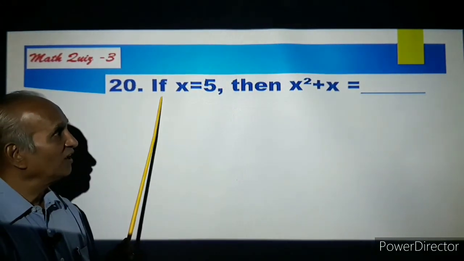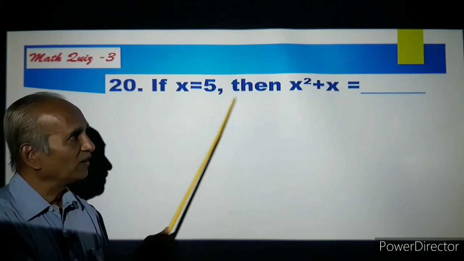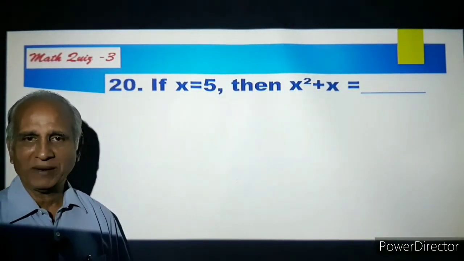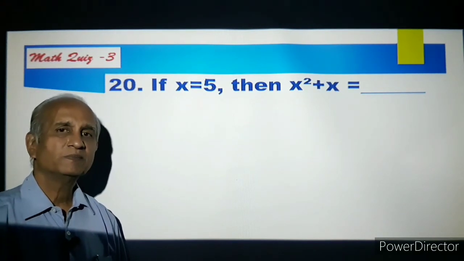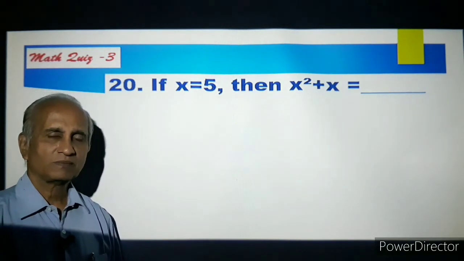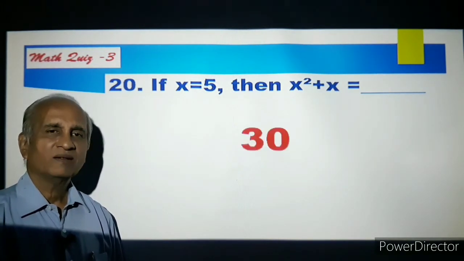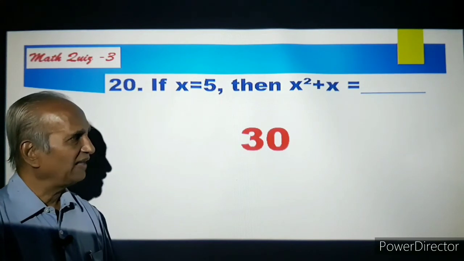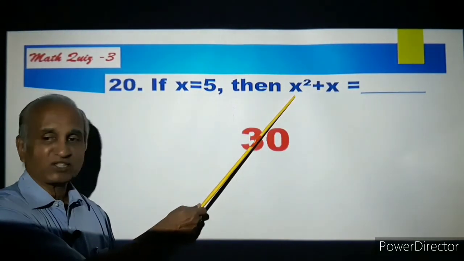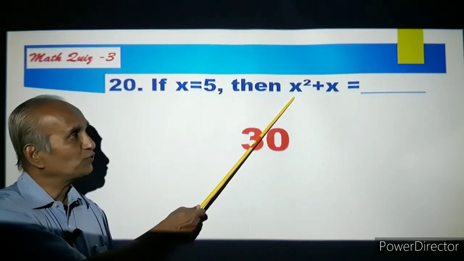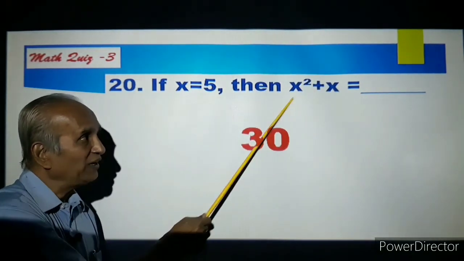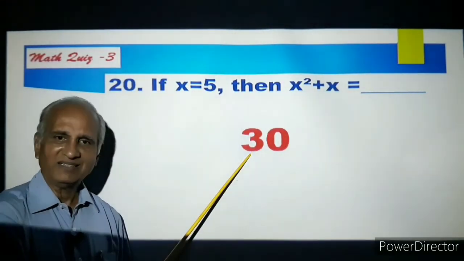20th question. If x is equal to 5, then x squared plus x is equal to how much? The question is simple. The answer is 30. How do we get it? x is 5. How much is x squared? 5 into 5, it is 25. Plus another x, 5. 25 plus 5, it is 30.